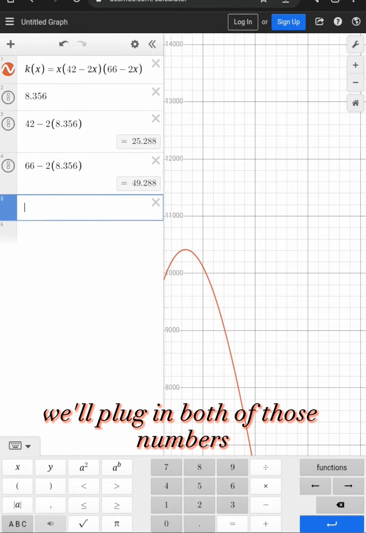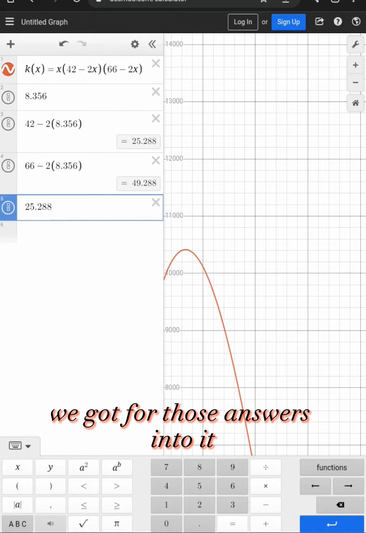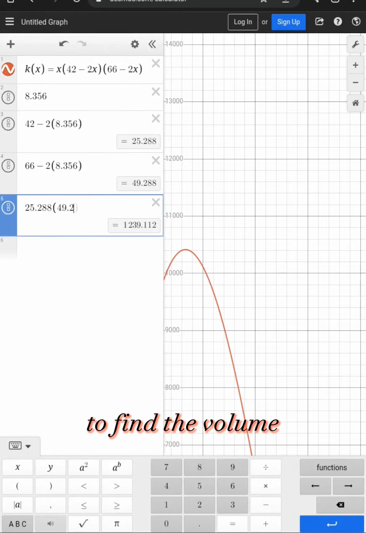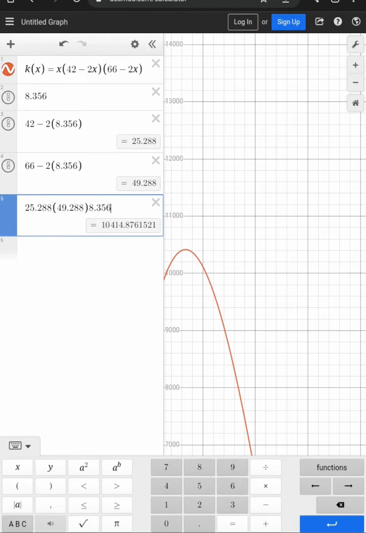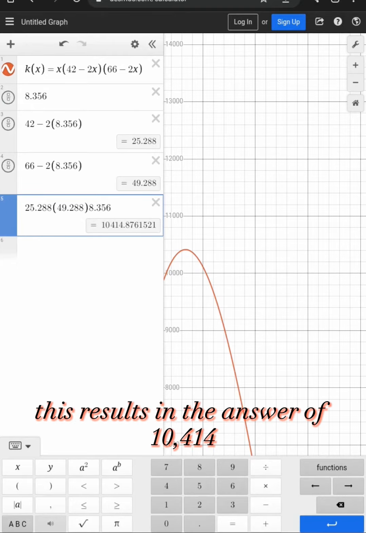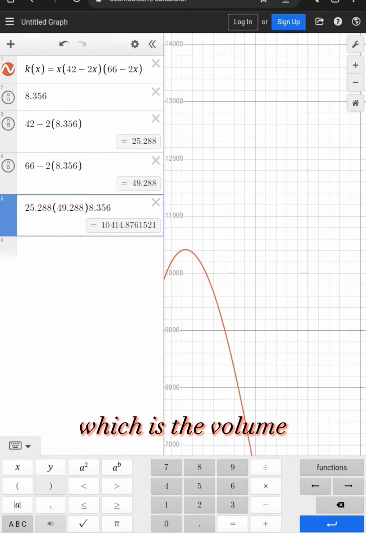Then what we'll do is we'll plug in both of those numbers we got for those answers into it to find the volume, along with 8.356, because that is the height. This results in the answer of 10,414, which is the volume.